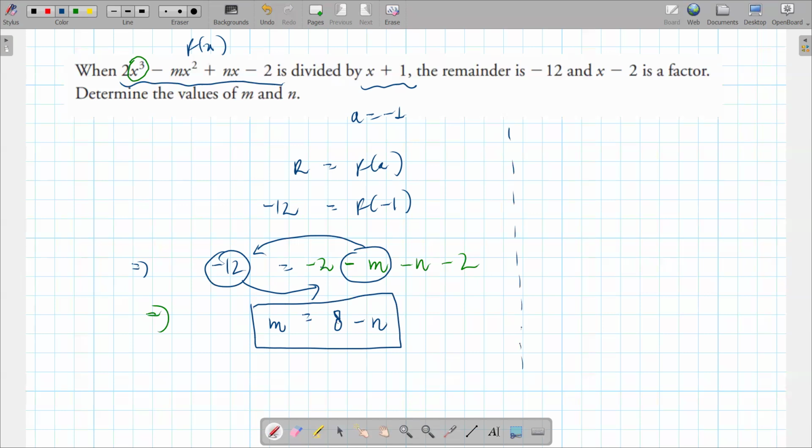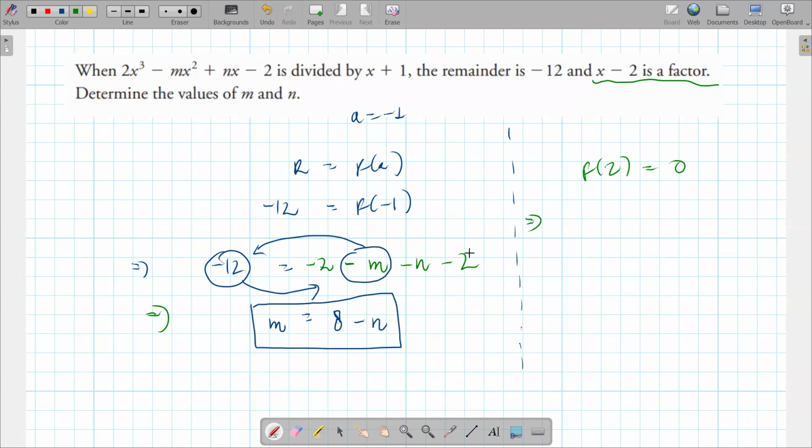Now let's use the second piece of information that they've given us. They say that x minus 2 is a factor. Okay? If x minus 2 is a factor, what is f of 2 equal to? 0. If it's a factor, when you plug that value into the equation, you're expecting to get a remainder of 0. That's the factor theorem. So let's plug 2 into the equation.